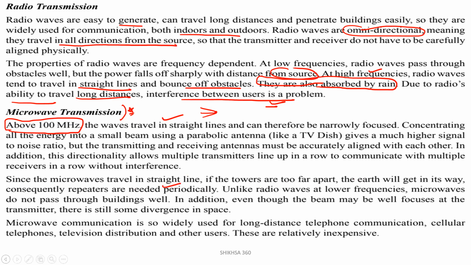Unlike radio waves, which pass through obstacles well at low frequency, microwaves do not pass through buildings well. In addition, even though the beam may be well focused at the transmitter, there is still some divergence in space. Microwave communication is widely used for long distance telephone communication, cellular telephones, television distribution, and other uses. These are relatively inexpensive.